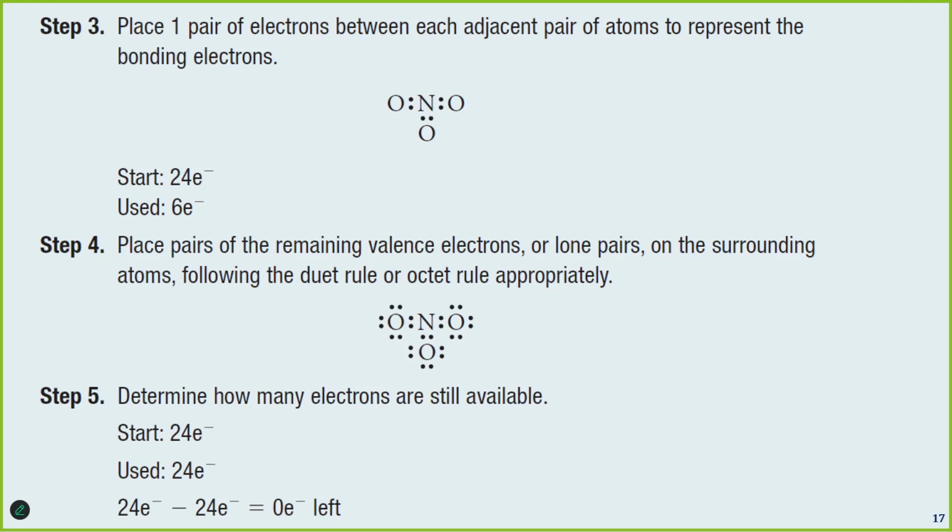In step 4, we place pairs of the remaining valence electrons, or lone pairs, on the surrounding items, following the duet rule or octet rule appropriately. And now in step 5, determine how many electrons are still available. At the beginning we have 24, and after this step we have used all of the 24 electrons, so there are none left. Then we can skip step 6. We don't need to place any electrons on the central item because all of them are used.